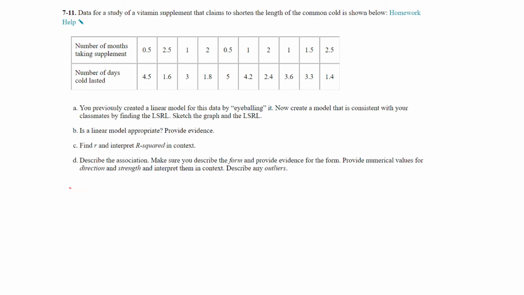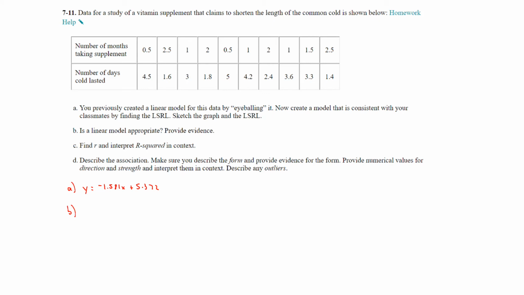So on this one, you will need your graphing calculator. And if you enter in the data and calculate the LSRL, you'll get a value of y equals negative 1.581x plus 5.372.